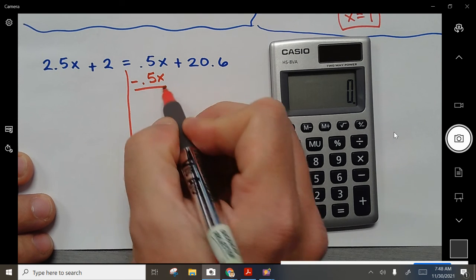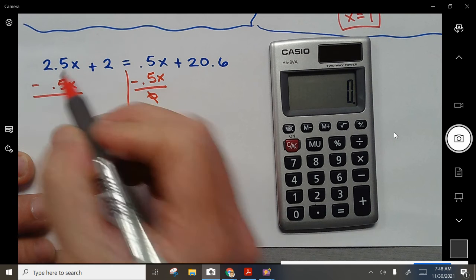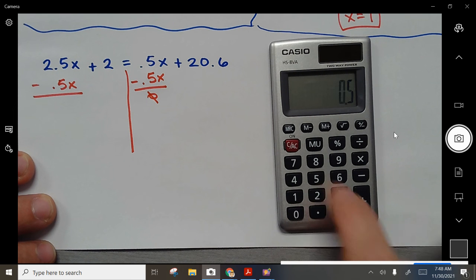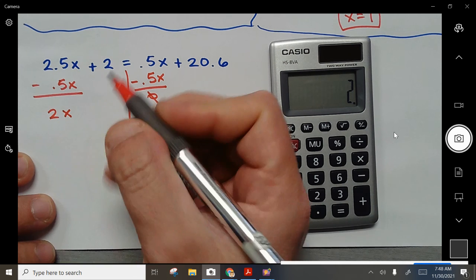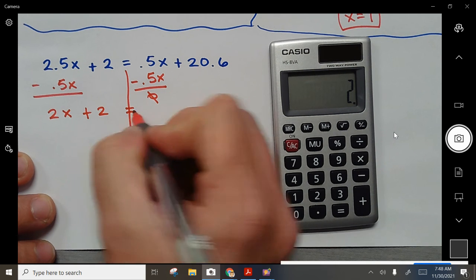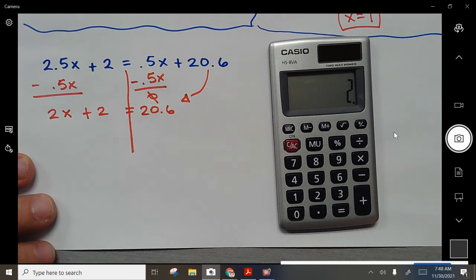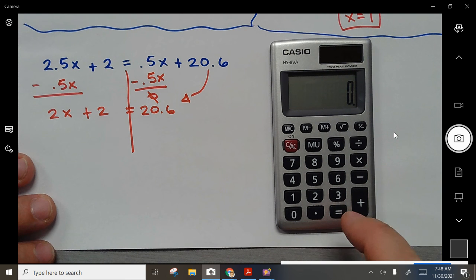I'm going to subtract 0.5x. Some people can do this in their head. If you wanted to be totally sure, which I'm fine with, you're going to get 2, right? 0.5 minus 2.5 is going to be 2. 2x plus 2 equals, bring this down, 20.6. Now, from this point, what are you going to do?